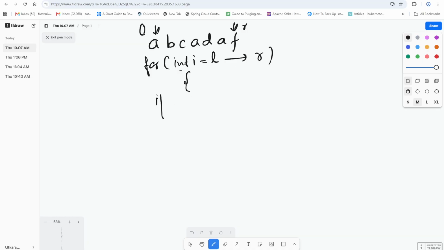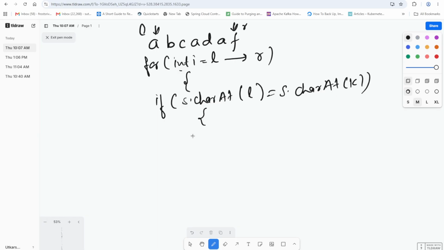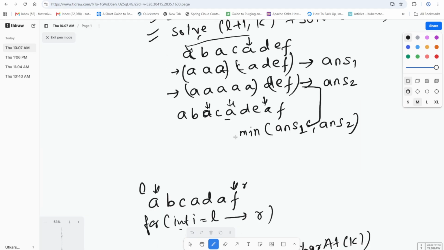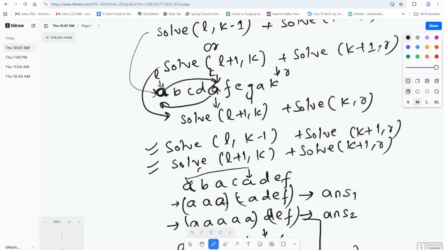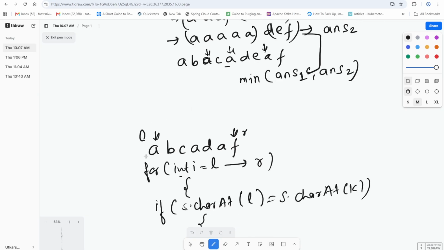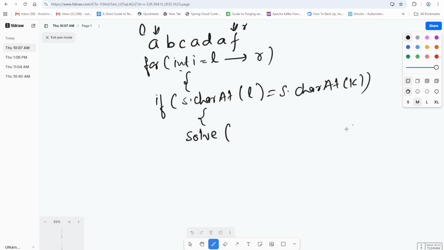and then we will check if s.charAt(L) equals s.charAt(k), then we will apply our recursive call. As we have discussed, there are two approaches, this one and this one, so we can apply either of them here.